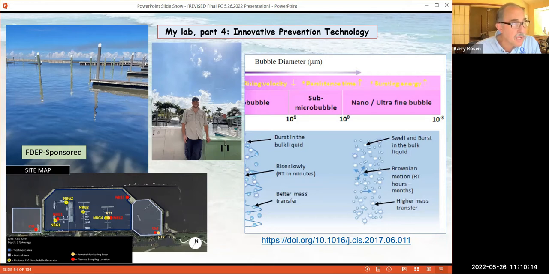So we're doing that. We're analyzing it. We're going out every 2 weeks in the Pahokee Marina. We're looking at the nutrient content. We're counting the number of algal cells. We're measuring the toxins to see if this technology works. Next slide.